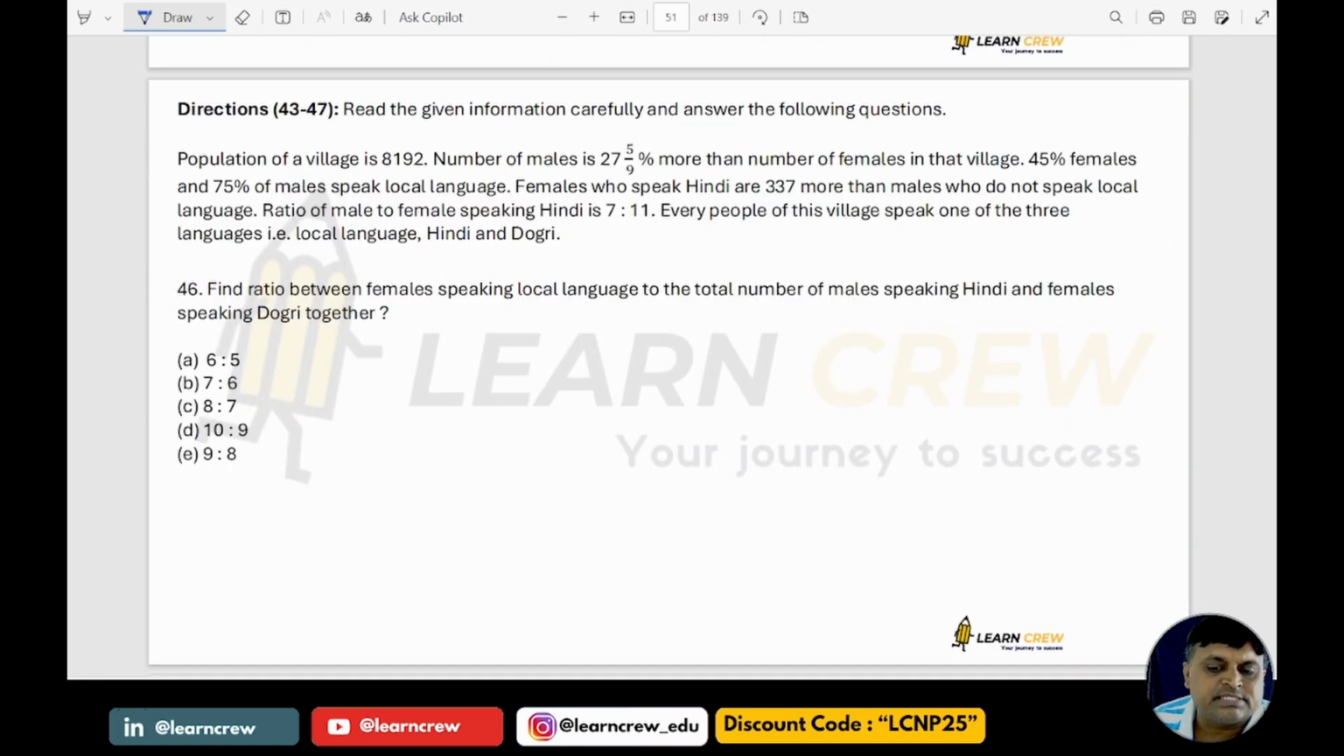Question number 46. Find the ratio of females speaking the local language to the total number of males speaking Hindi and Dogri together. Females speaking the local language is 1620. Males speaking Hindi are 945 and Dogri 495. So it is 1620 is to 1440. Zeros cancel, and it simplifies to 9 is to 8. That is the answer.